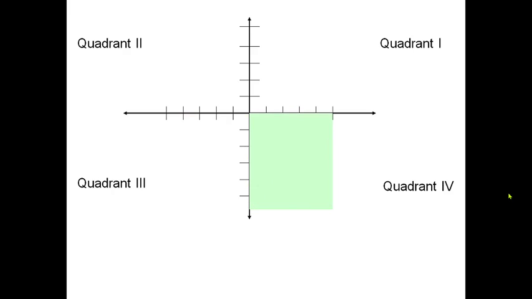Now the plane, or the entire coordinate system, is divided into four parts. This first part is called the first quadrant. This is your second quadrant. This is your third quadrant and this is your fourth quadrant. So these are the four quadrants in the coordinate system.